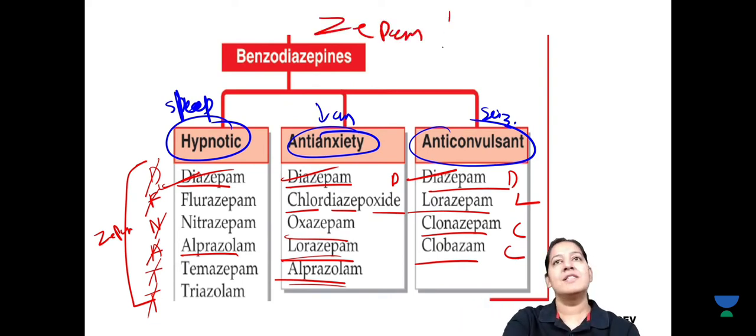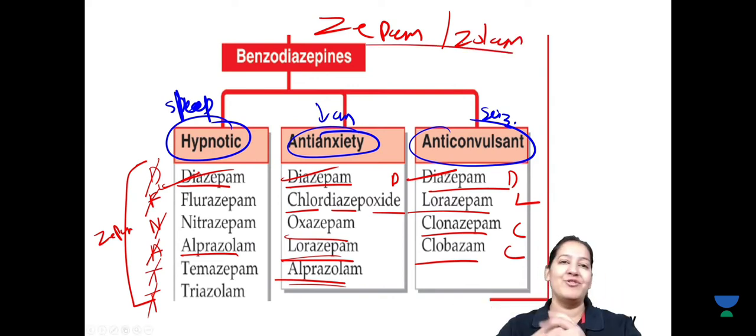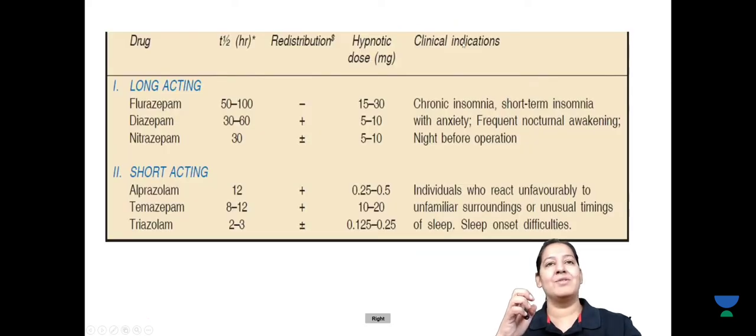I know zepams and zolams. So I know the classification is difficult, but anyhow you have to learn it. There is no escape. You have to learn it. Give me a thumbs up. So that is benzodiazepines.